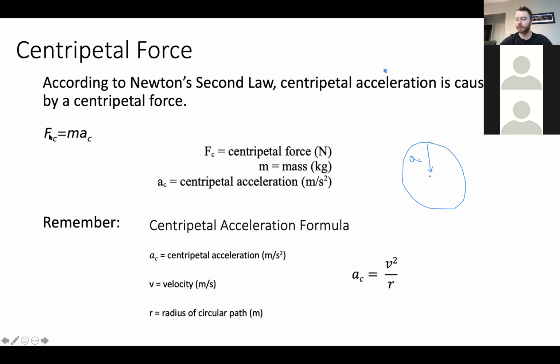Okay, so you guys have a is equal to F net over m on your formula sheet. If you arrange this formula, you will get force is equal to mass times acceleration. We've seen this before. Okay, so that's how you're going to find the centripetal force of an object that is rotating in a circular fashion.